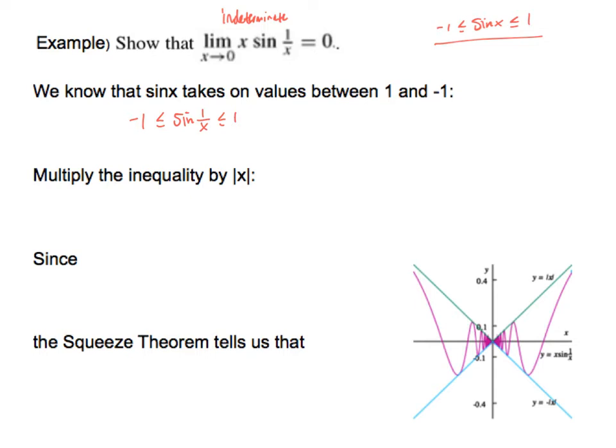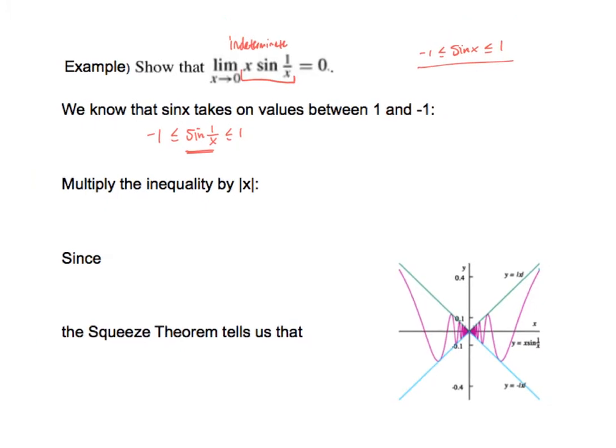Okay, so from there, we can look at ourselves and say, well, I need to make this inequality, at least the middle of it, right? The middle part is my f, which needs to match what's up top. We're looking to evaluate this limit at 0. So we're not going to multiply by just a regular x to make the middle match the function. We're going to multiply the inequality by absolute value of x.